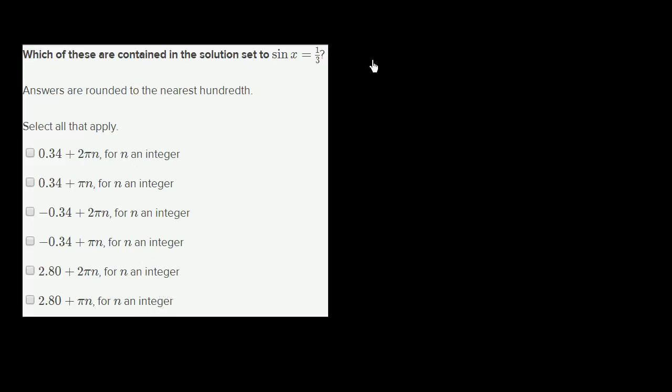Let's think about what this is asking. So they're asking, what are the x values? What is the solution set? What are the possible x values where sine of x is equal to 1/3?